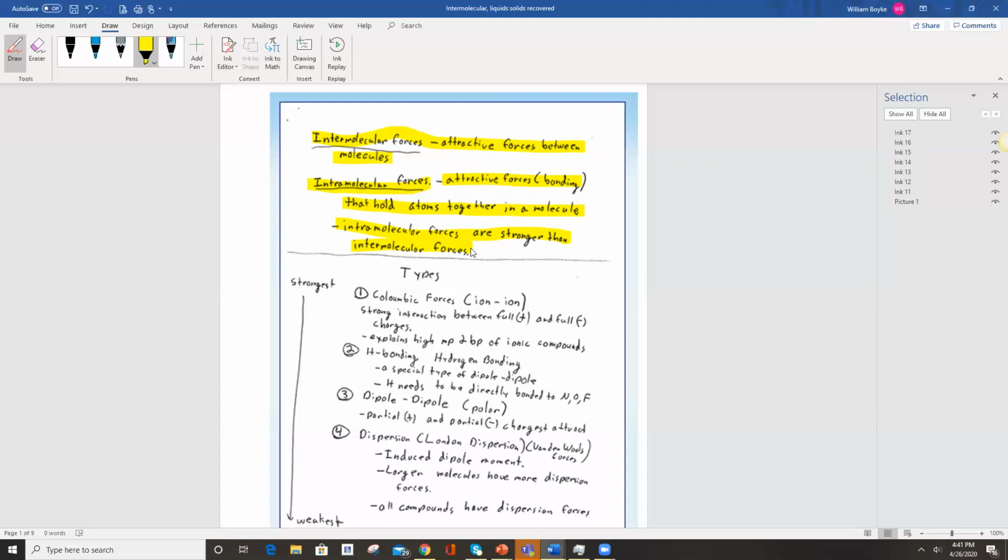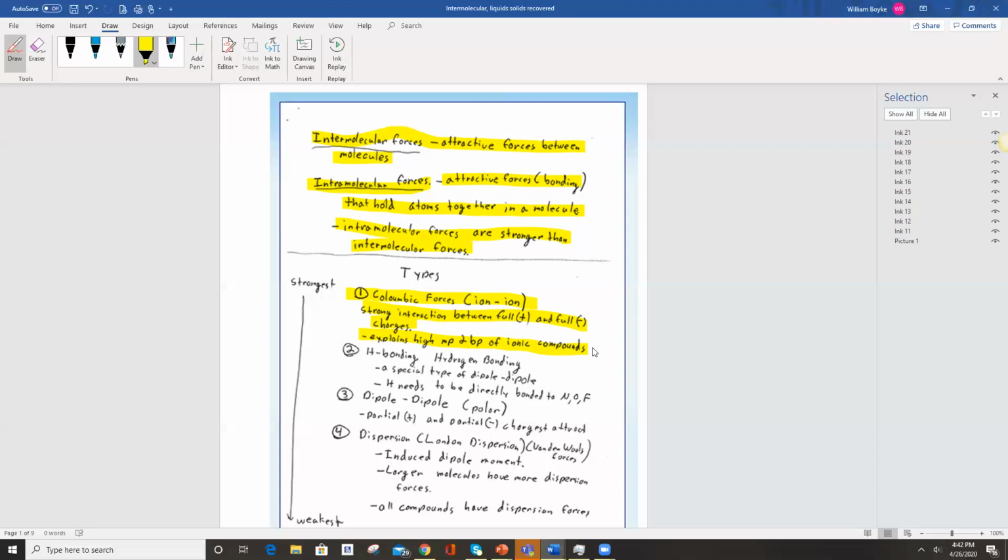That's intermolecular. There are four main types of intermolecular forces, and I've labeled these from strongest to weakest. The first are the Coulombic forces. This is what happens between ions. You get a very strong interaction between full positive ions and full negative charges. That's a very, very strong interaction. Because that's so strong, that's what explains the high melting point and boiling point of these ionic compounds, because all of the individual pieces are held together by this strong force.